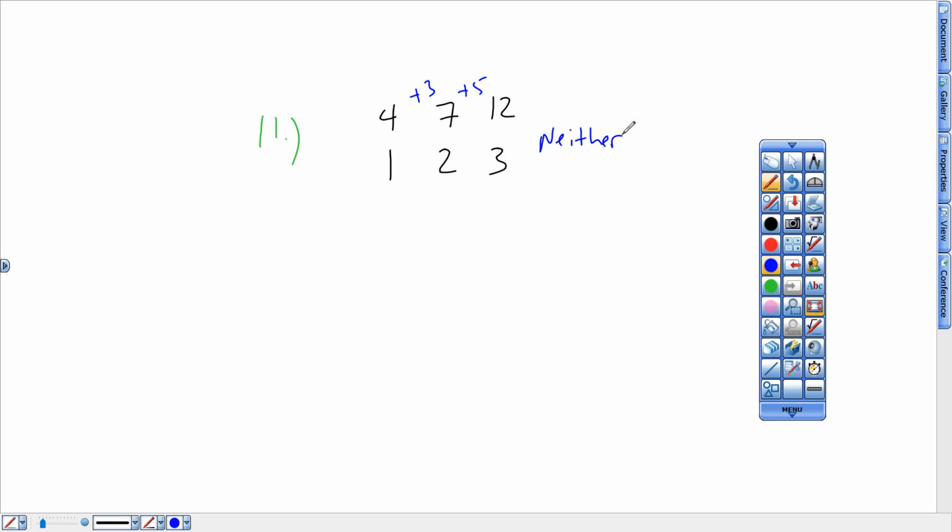The second one, my lawn. When you see that my lawn's growing 4%, that's automatic exponential. If that first one I just did was going up by 3 all the way, that would make that linear. But again, because it's changing, that makes that neither. Any number with a percent, always exponential.